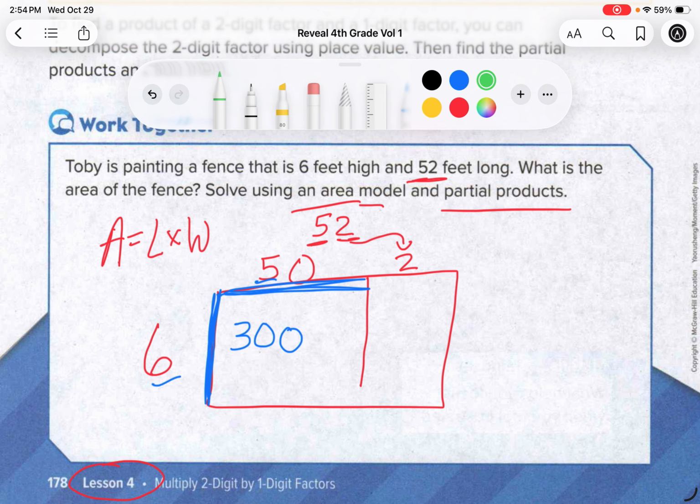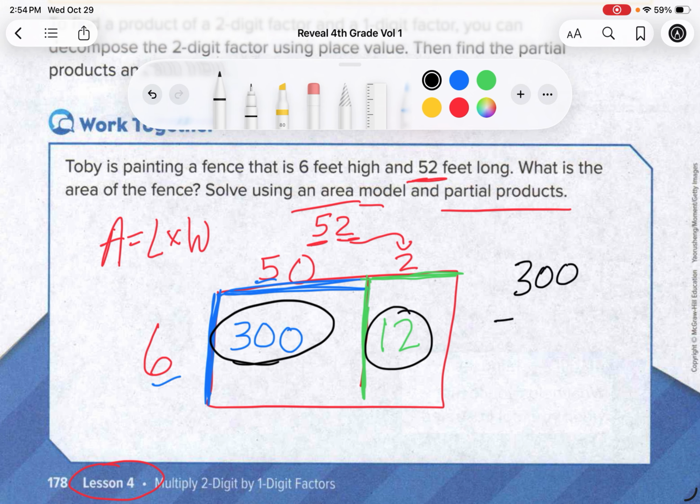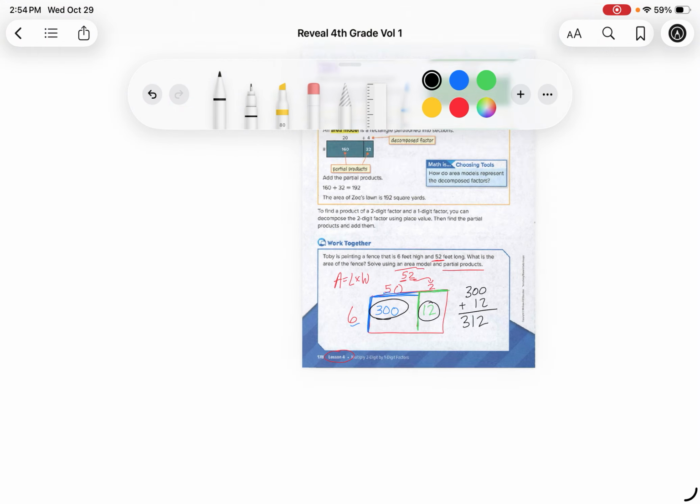Let's find the area of this one. What's its length? It's 6 times 2 is 12. And then what do we do with our partial products? Remember, partial products is what we get inside. Those are our answers. The partial products are part of our product. We add them. So 300 plus 12 equals what? It equals 312. Let's head to our next problem now.